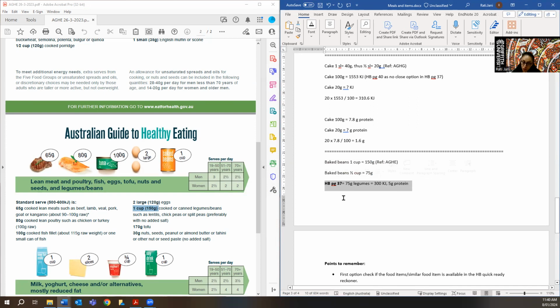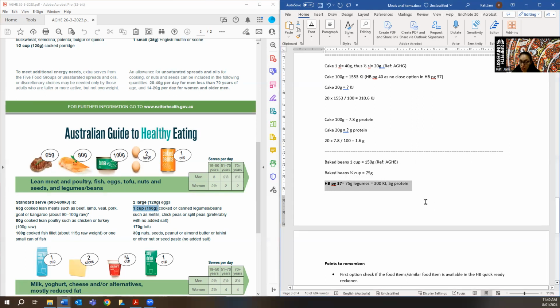Okay. So we know that in your quick ready reckoner, you have legumes which are cooked. They are not canned. But I wanted to confirm what AGHG says in this case. AGHG says 1 cup is 150 grams. Half cup is 75 grams. And I know that 1 serve of legumes in your quick ready reckoner is 75 grams, which is how I have taken 300 kilojoules and 5 grams of protein.